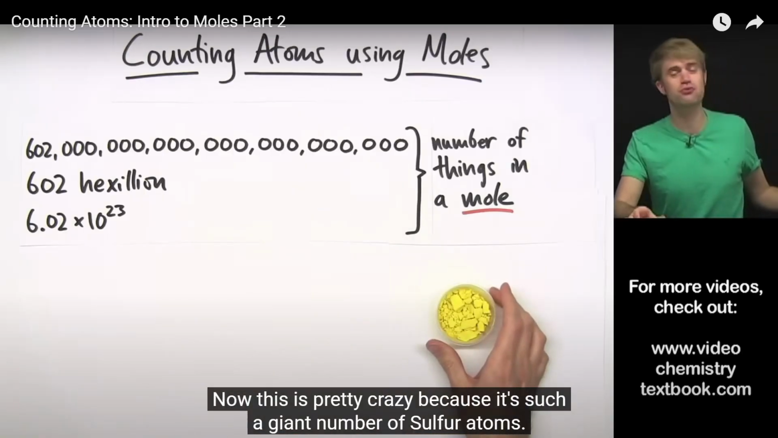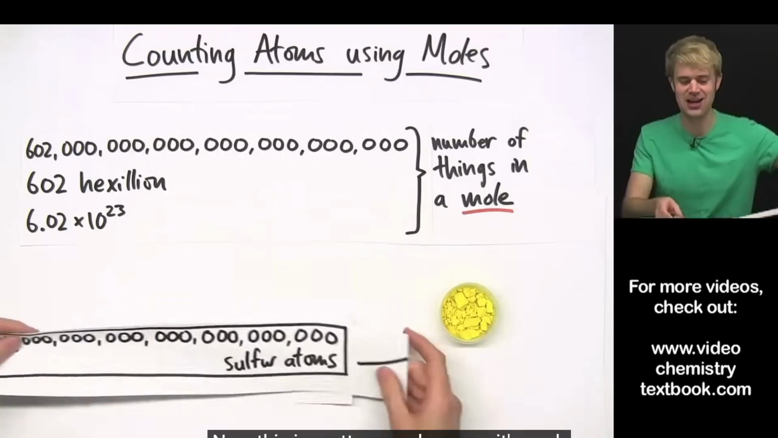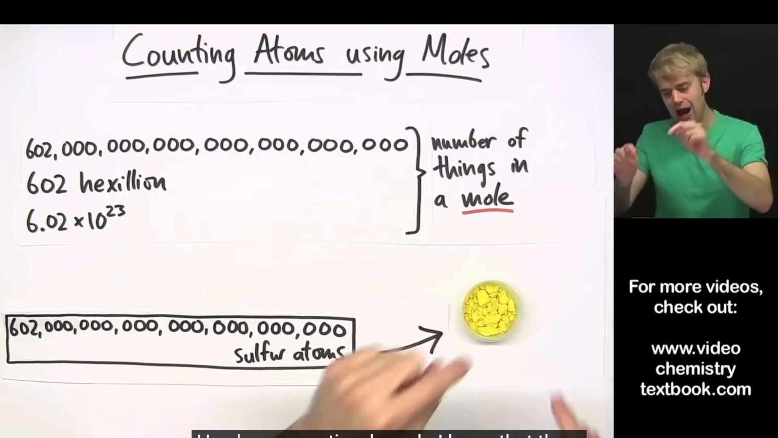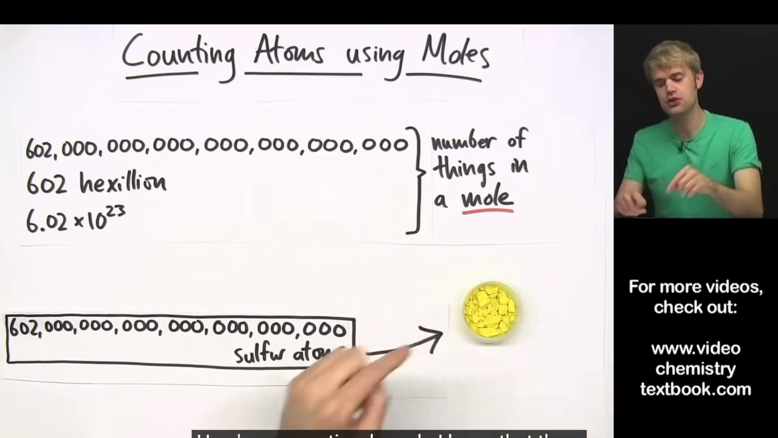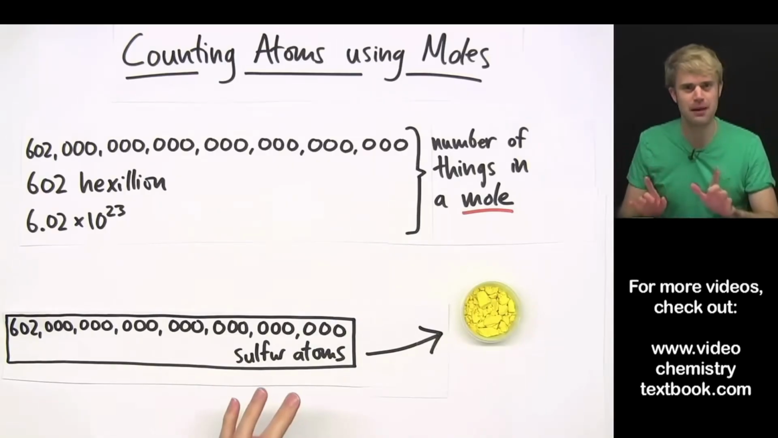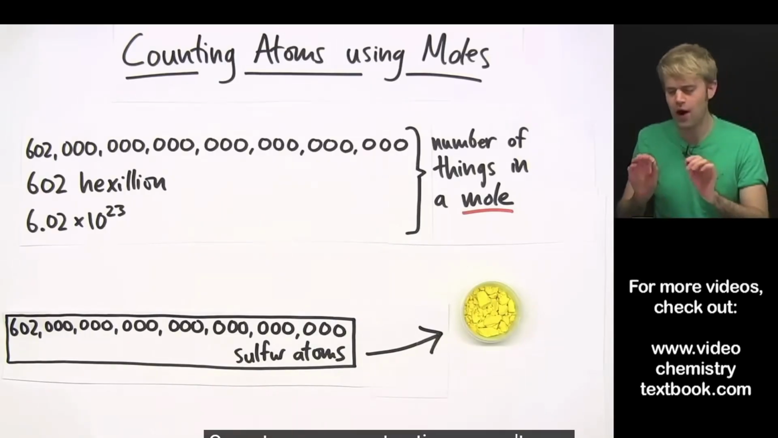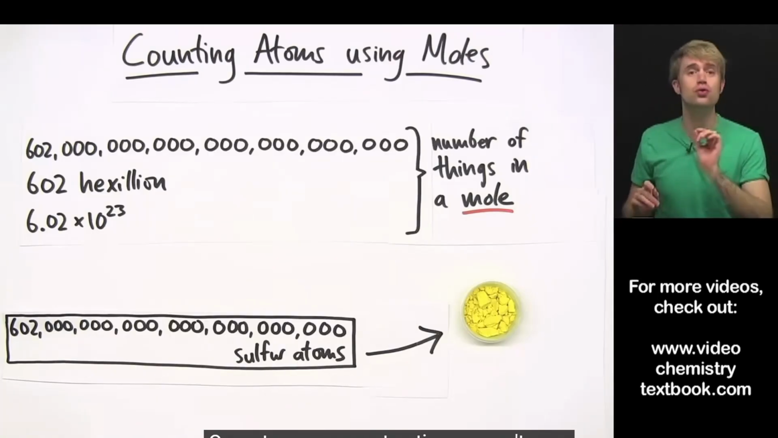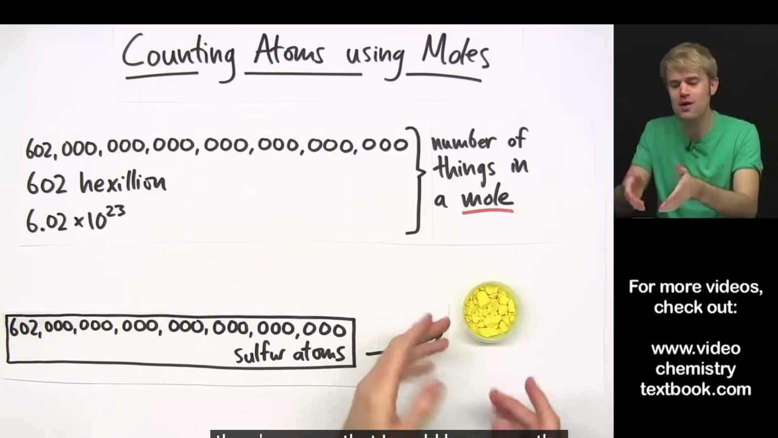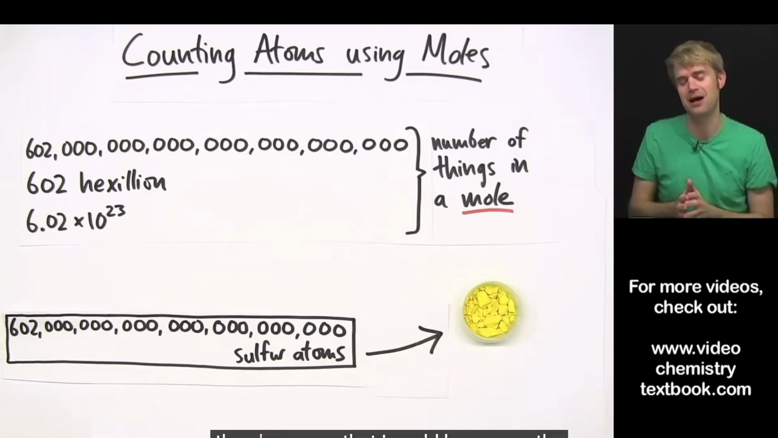Now, this is pretty crazy because it's such a giant number of sulfur atoms. Here's my question. How do I know that there are 602 hexillion sulfur atoms here, right? I couldn't count them out for two reasons. One, atoms are way too tiny, right? We can't even see them with a very powerful microscope. So there's no way that I could have seen the atoms and counted them out.